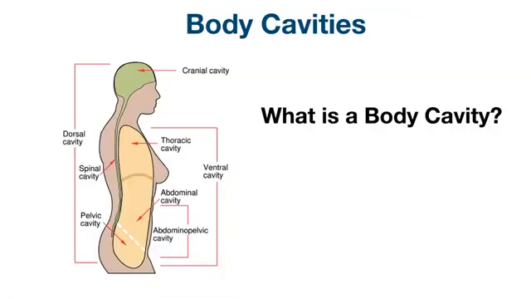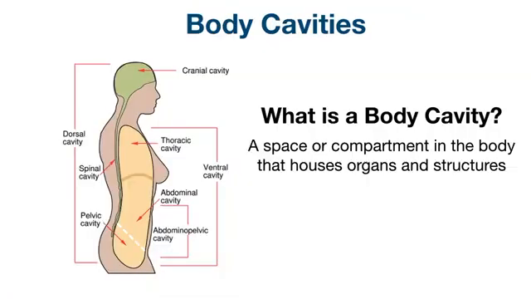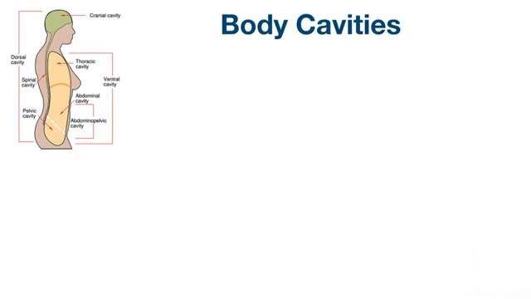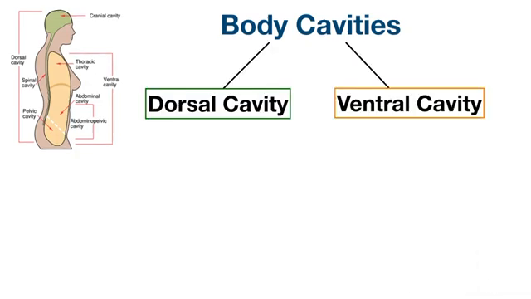First, we have to ask ourselves, what is a body cavity? A body cavity is a space or compartment in the body that houses organs or structures. In other words, they're the spaces left over when internal organs are removed. We're going to make body cavities simple to understand by making a flowchart. First, there are two main cavities in the body. They include the dorsal cavity and the ventral cavity.